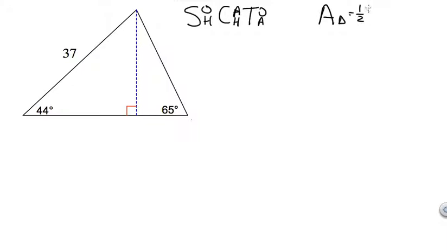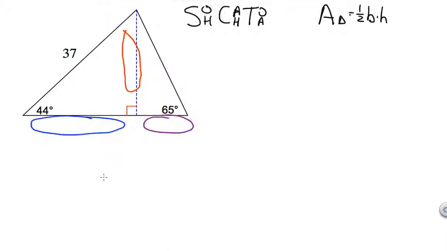formula of which is 1/2 base times height. But when I look, I need a couple things. I don't have my base right here. I'm missing a base right here. I'll need to find out what that piece is. I'm also missing my height right here. I'll need to find out what my height is right there. And then finally, I'm also missing a base right here. Luckily, we'll be able to find all three of those using trigonometric problems. And then once we have it, we'll be able to find the area of the triangle.